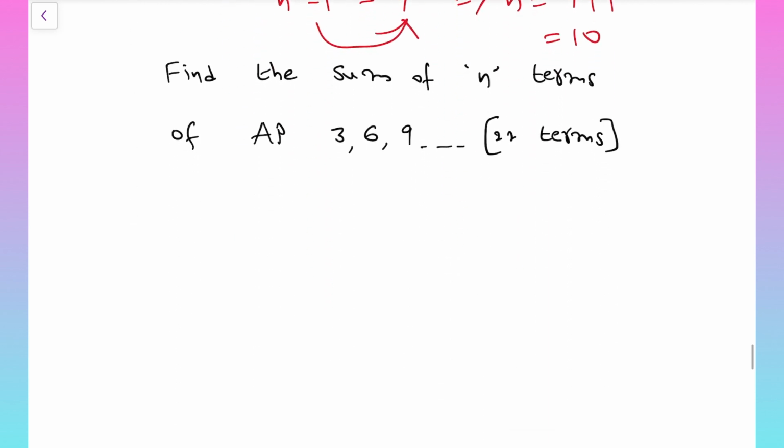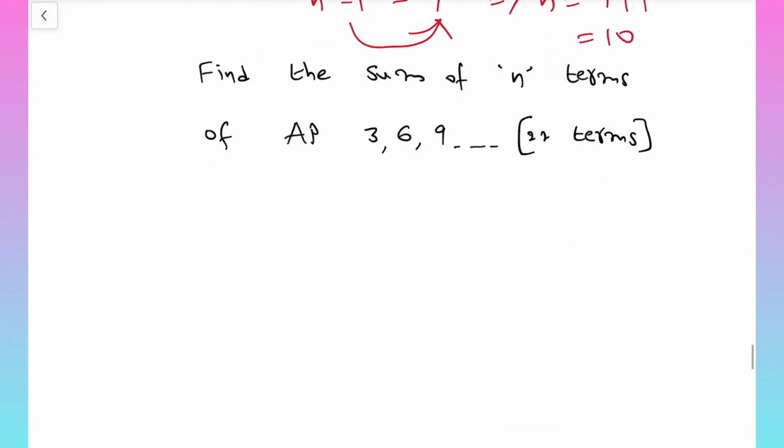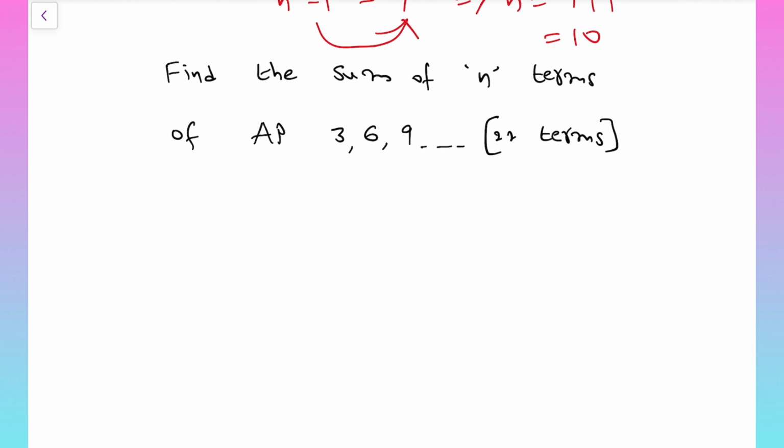Next question. Find the sum of n terms of the AP 3, 6, 9 and so on till 22 terms. For the sum of n terms, we have one formula: Sn equals n by 2 into (2a plus (n minus 1) into d). He is asking for 22 terms, so the n value will be 22. Let us substitute in the formula now.